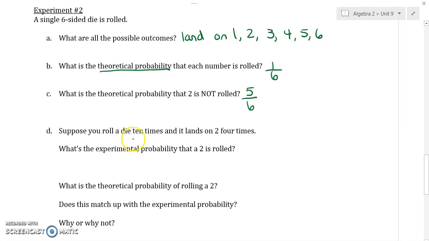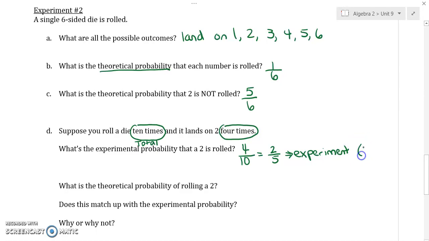Now we're running the experiment. So it says, suppose you roll a die 10 times. So that is my total. And it lands on 2 4 times. What's the experimental probability that 2 is rolled? Well, I have 4 of them out of the 10 that I rolled. So that is 2/5. This would be my experimental probability, because this number came from the experiment I ran, which is 40%.